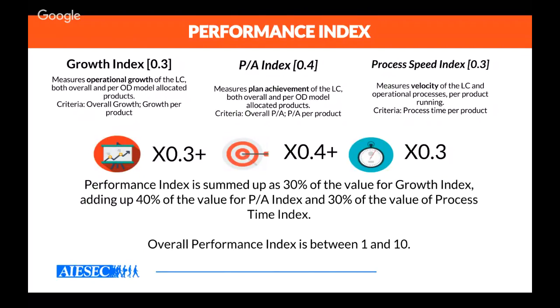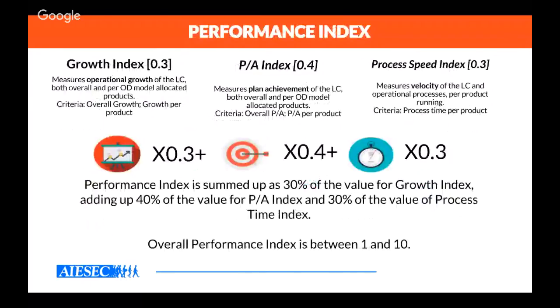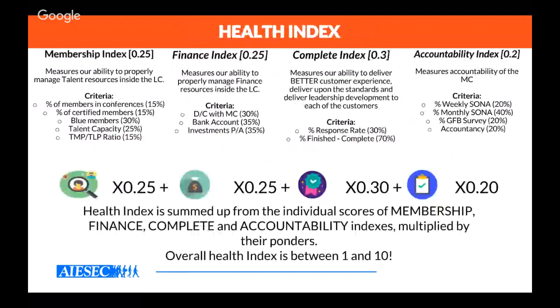Then again, you can see all of the criteria and how to get a higher score in the application folder. Last thing, the overall performance index goes between 1 and 10, of course. So if you have 7 here, you're okay in performance. Bravo, LC.